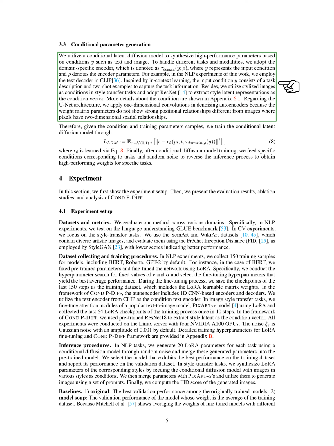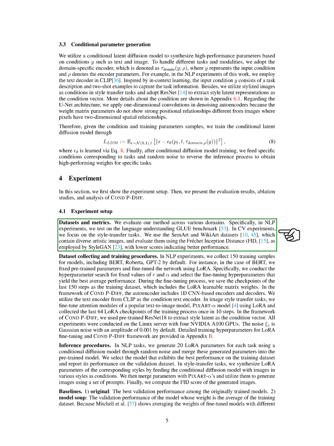Regarding the U-Net architecture, we apply one-dimensional convolutions in denoising autoencoders since the weight parameters do not exhibit strong positional relationships like the two-dimensional relationships found in images. We train our conditional latent diffusion model using a specific loss function that involves the learned parameters and the conditions provided.